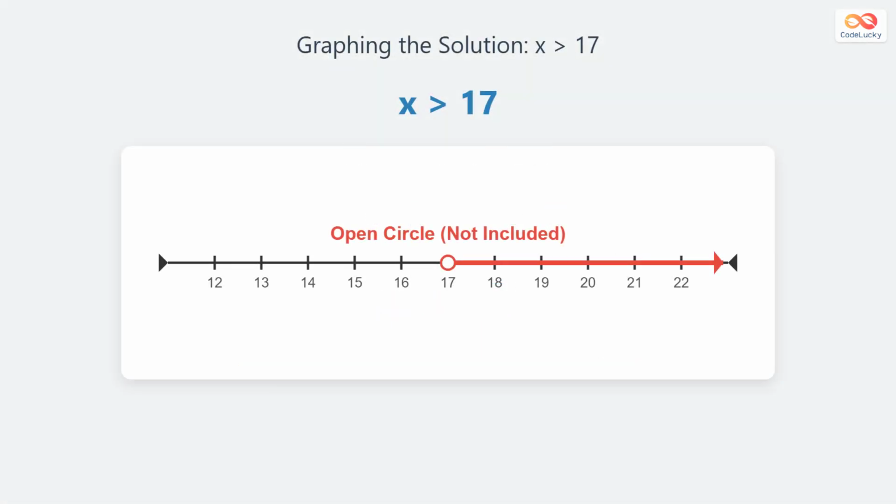Here is what the solution looks like on a graph. We draw an open circle at 17 because our symbol is strictly greater than, meaning 17 is not included. Then, we shade everything to the right to represent all numbers greater than 17.